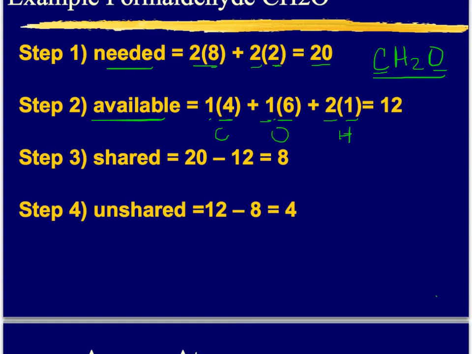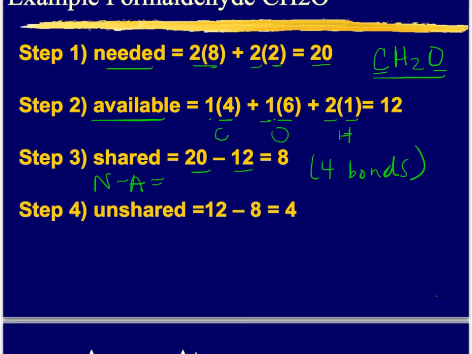This equals 12 that are available. So remember, the way that we calculate the shared is we take the needed minus the available, and this equals our shared. So we've got 20 minus 12, and that gives us 8 that are going to be shared. And so just in my thinking, I'm thinking, okay, I'm going to have 4 bonds here.